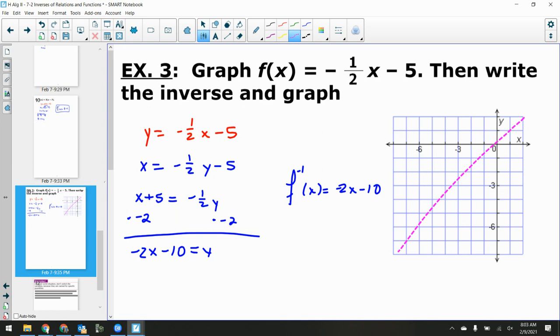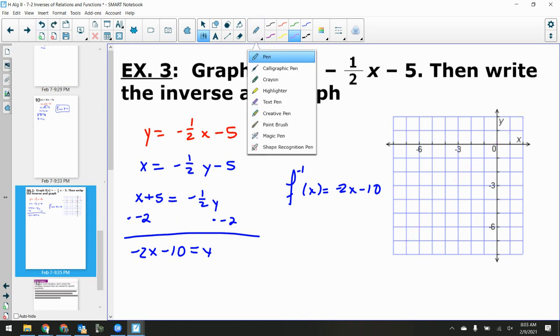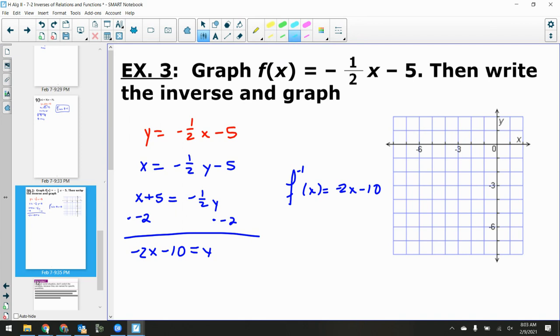That was a very poor line there. I think I'm gonna highlight it. It automatically goes straight on a highlighter. Yeah, there we go. That's much better.